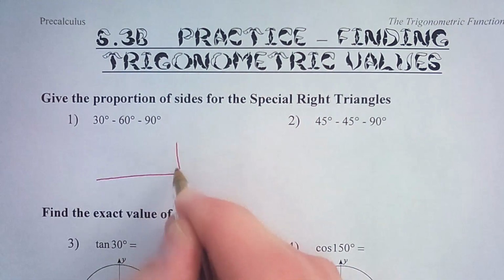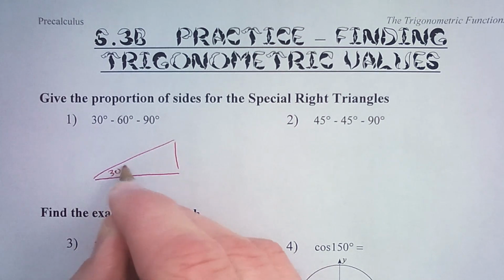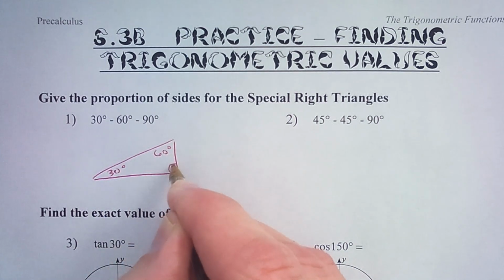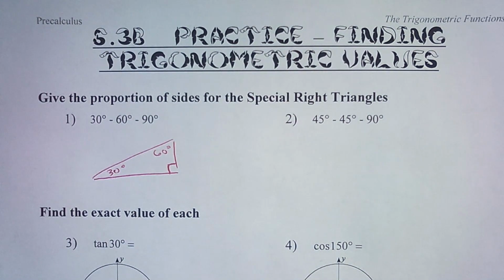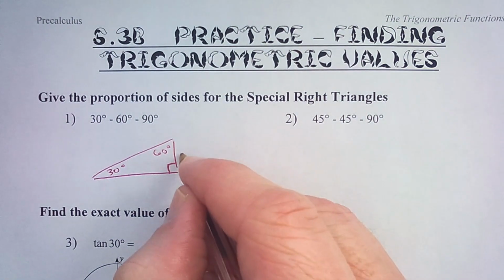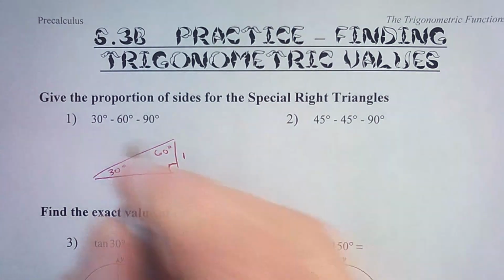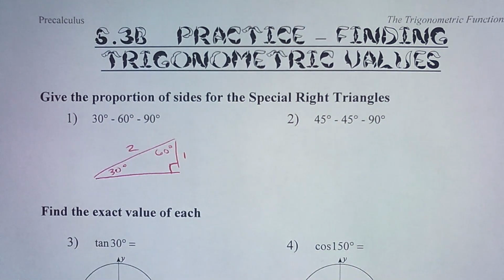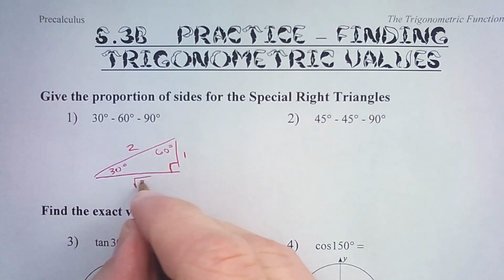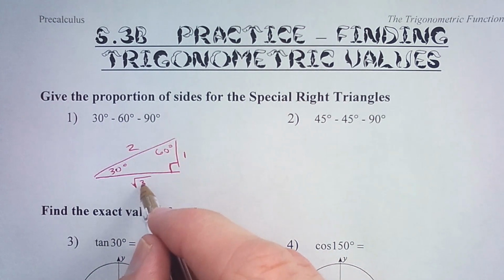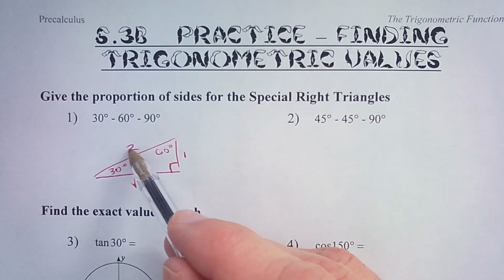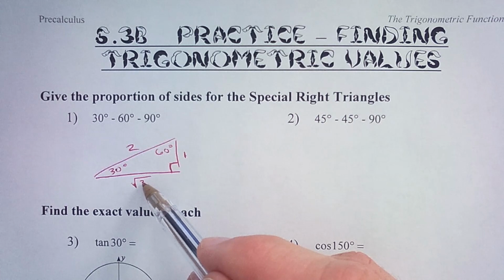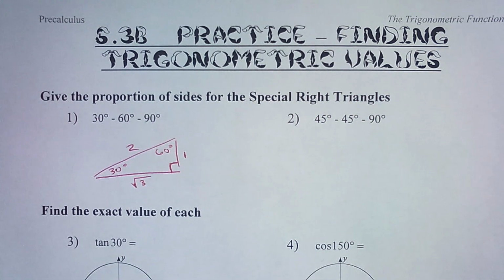So here is a 30, 60, 90 triangle, and on a 30, 60, 90 triangle we need to remember that the shortest side will be 1, the longest side, the hypotenuse, will be 2, and the remaining side is the square root of 3, which is about 1.7, so that's the medium side. Always remember the shortest is 1, the hypotenuse is 2, and the medium side, the longer leg, is the square root of 3.